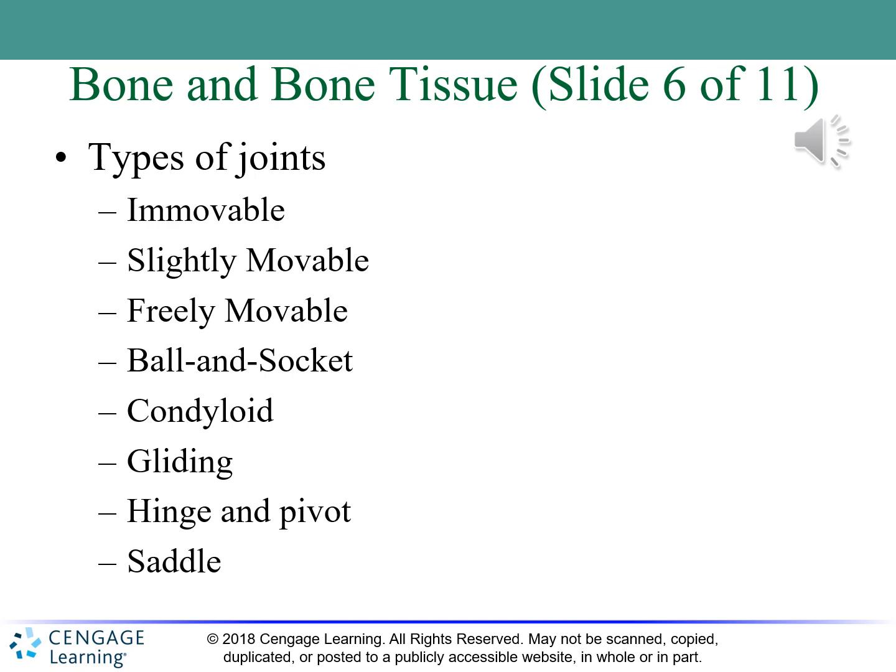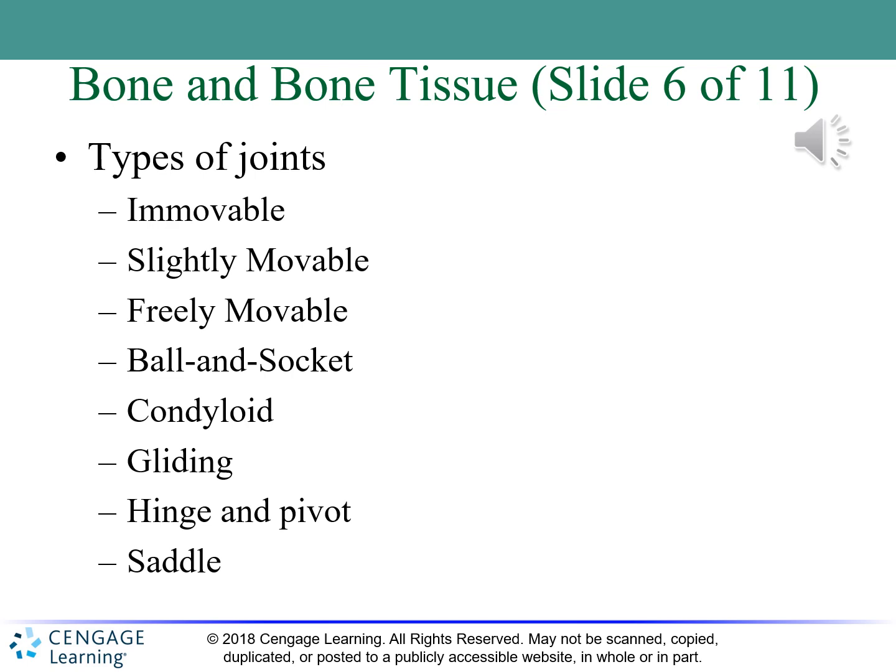C1 and C2 are your atlas and your axis, and they allow for your head to rotate. Those are pivot joints. So the proximal end of the radius and the C1, C2 vertebrae are your pivot joints. Make sure that you know C1, C2.